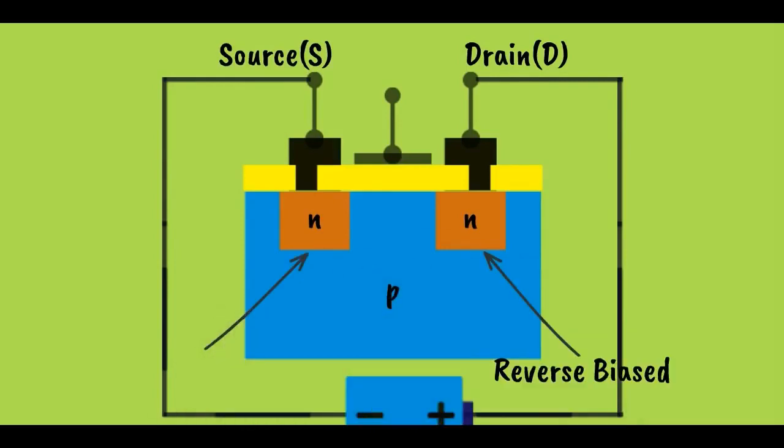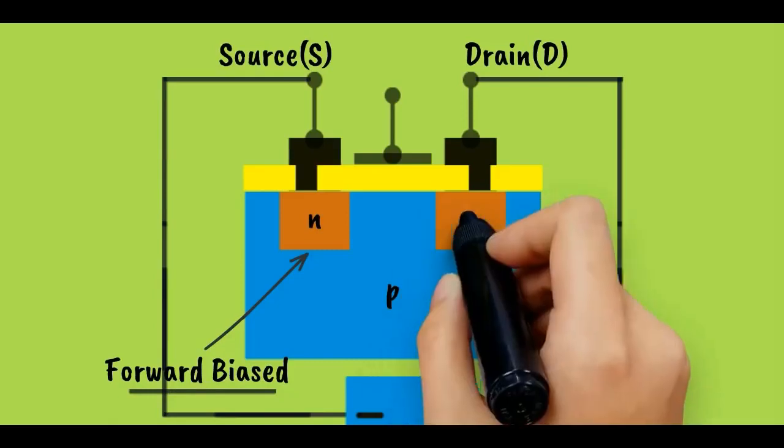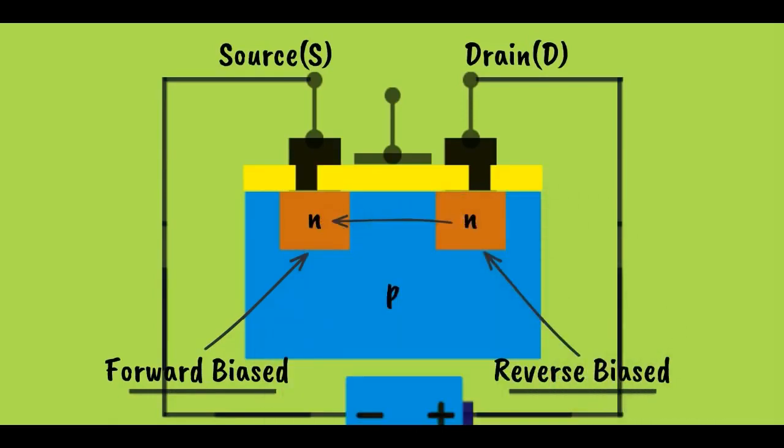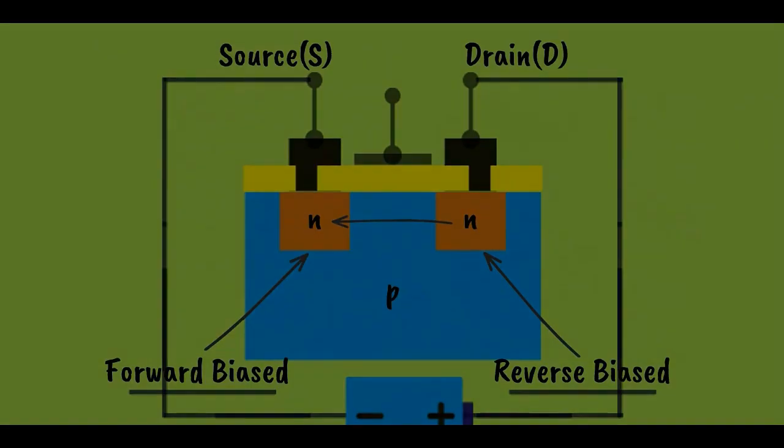As drain and source will be connected with a DC voltage source, there will be two P-N junctions formed. One is between the N-type drain and P-type base, and the other between the N-type source and P-type base. As drain is connected with the positive terminal of the source, the drain is at a higher voltage than the base. This P-N junction is reverse biased. On the other side, the P-type base will be at a higher potential than the N-type source. Hence, this P-N junction is forward biased.